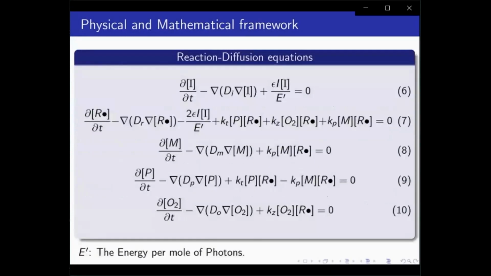Based on the photopolymerization scheme which was shown in the introductory part of this presentation, we can model the photopolymerization process by the reaction diffusion equation as shown here. We connected the light intensity by the rate of consumption of initiator, which is the last term in equation 6 and the third term in equation 7, where E dash is the energy per mole of photons.